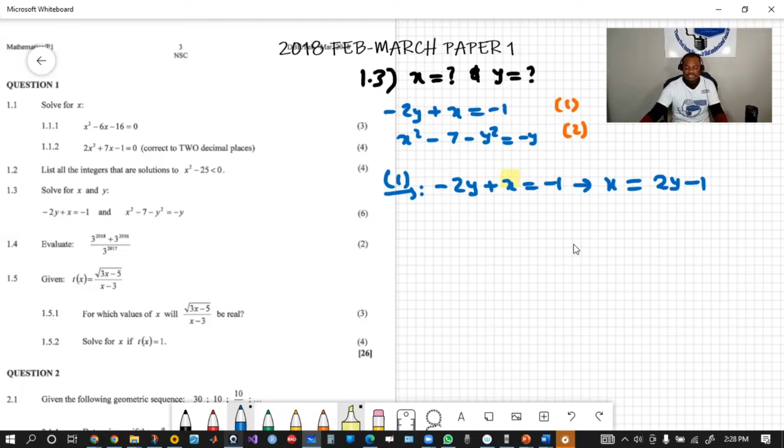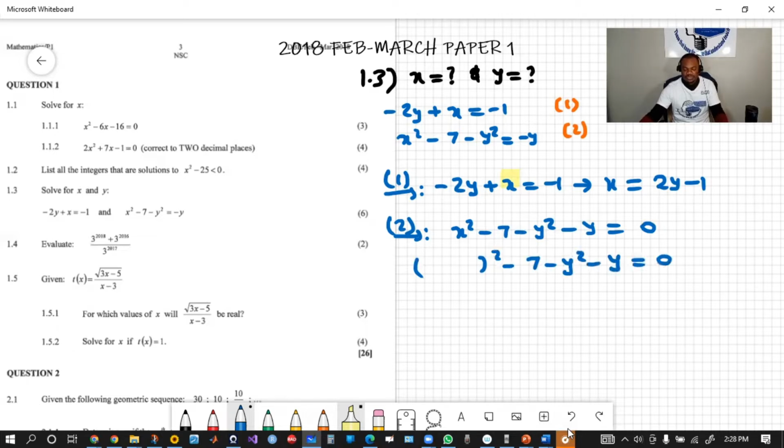Then I can substitute this value in equation 2, which was given by x squared minus 7 minus y squared equal to negative y. I can move the negative y over, then I have it equal to 0. Then it can be written like this: x squared minus 7 minus y squared minus y equal to 0. Instead of writing x, I'm going to substitute x by its value. The new value of x is 2y minus 1. Instead of writing x squared, I write the content of x, which is 2y minus 1.